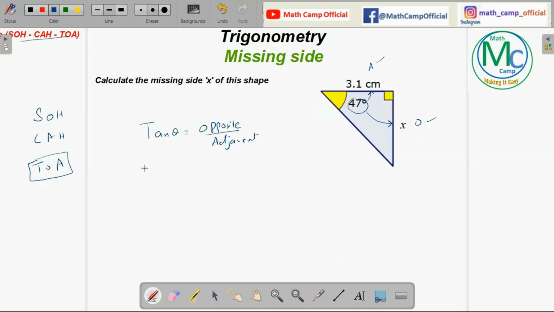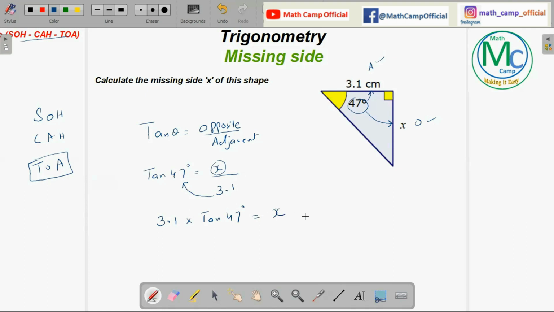Now just substitute the values. So tan theta is tan 47 degrees, the opposite side is x, and the adjacent side is 3.1. Now from this point, we just have to solve our equation. We have to move this 3.1 to the other side, as it is being divided, so it will be multiplying. So 3.1 times tan 47 will be equal to our x, which is our missing side.